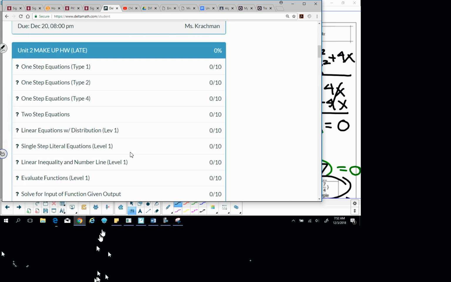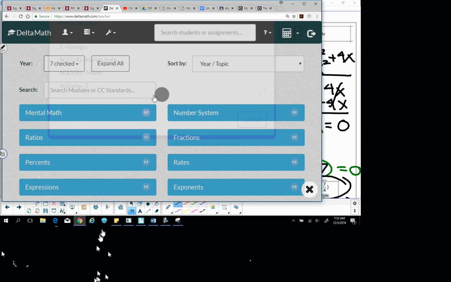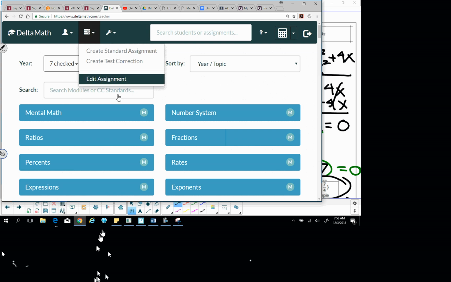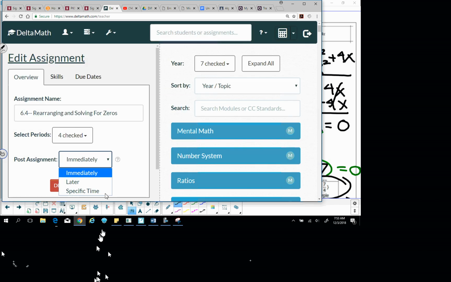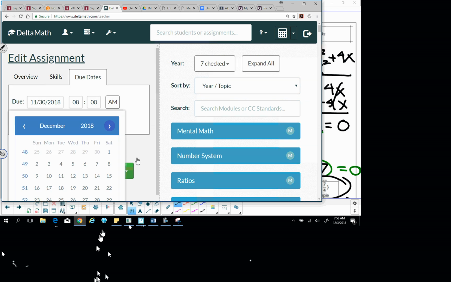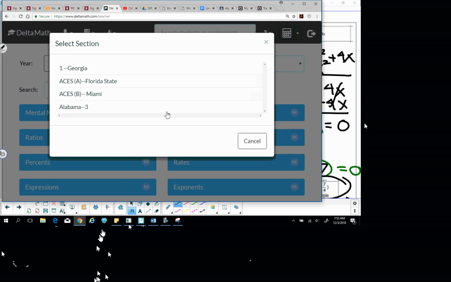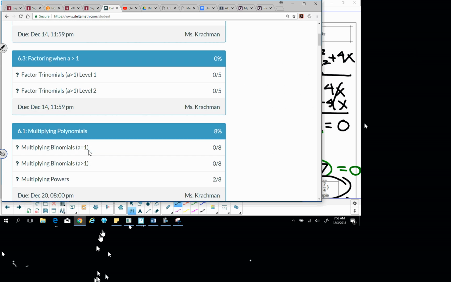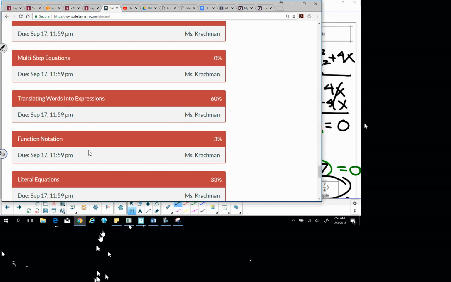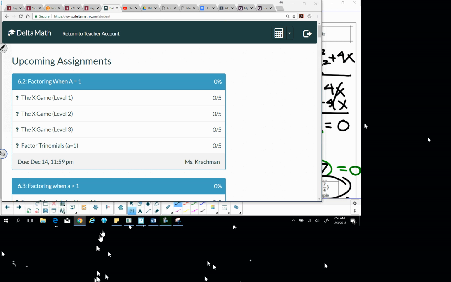So 6 point, where is it? I'll give you one in a second. I'll just try to figure out what's going on here. Okay, so here's what the 6.4 looks like. Never mind. I don't know where it is. I'll figure it out in a second.